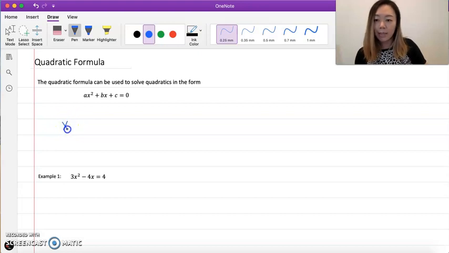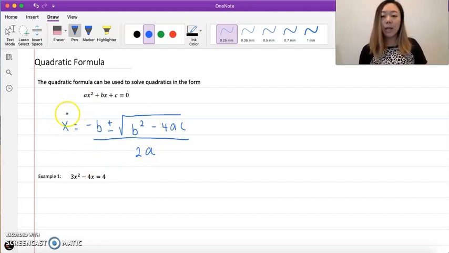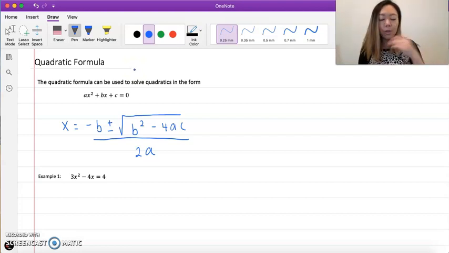And the formula is this: x is equal to negative b plus or minus square root of b squared minus 4ac all over 2a. So this is a formula that you can use at any time when you're given a quadratic equation, because out of the 3 methods that I've mentioned, not all of them work at all times, but a quadratic formula is something that you can use always.